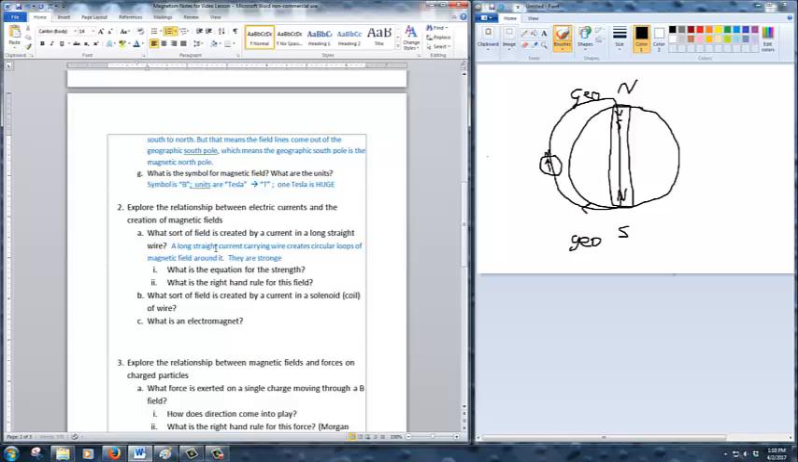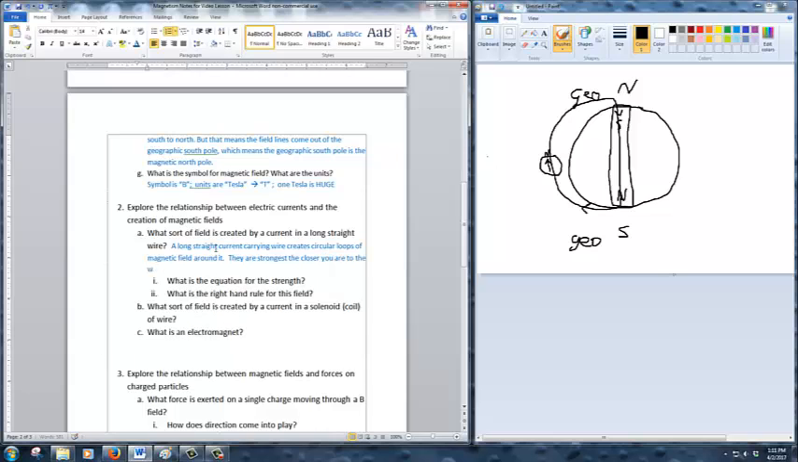They are strongest the closer you are to the wire, and they get linearly weaker as you get further away. So if you're twice as far away, the magnetic field is only half as strong, and they are concentric circles around the loop. For a picture, I'm not going to try to draw it here, just look in the lecture slides and you can see the picture there.